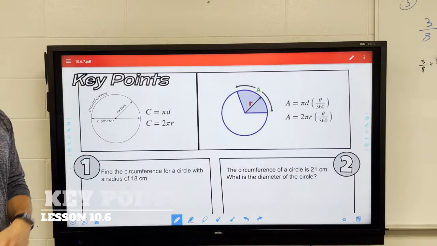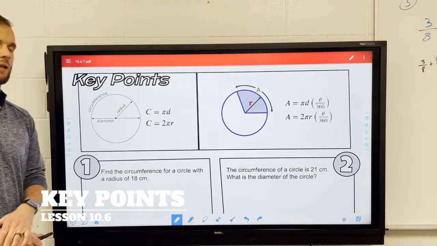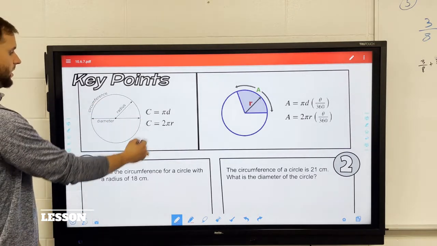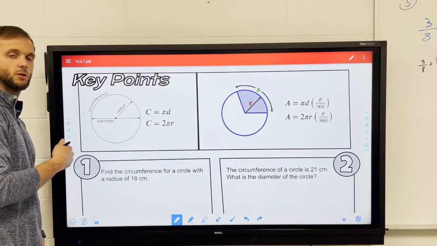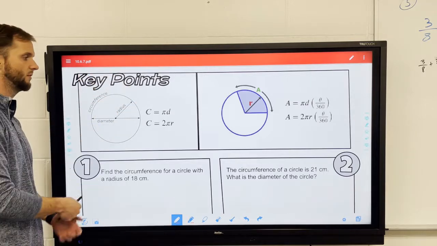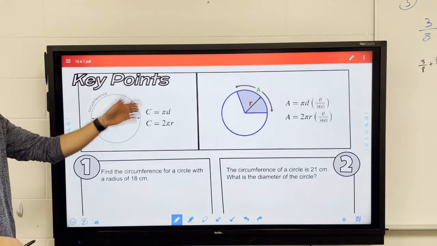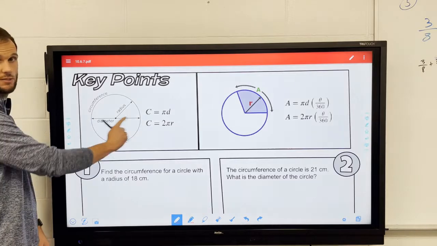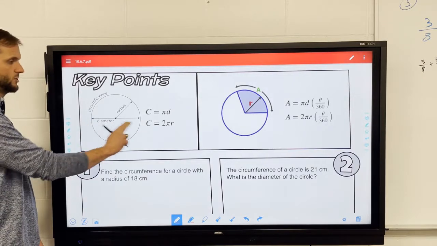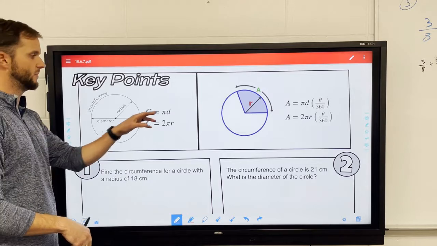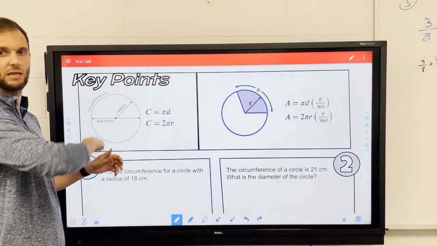All right, so looking at our key points, the first thing we're going to look at is how do we find the circumference. Remember, circumference is the distance all the way around the circle. There's two different ways you can find it. The first one is to use the diameter. Remember, the diameter is the distance all the way across the circle, from A to B here. So if you knew the diameter, I would literally just have to multiply pi times diameter to get my circumference.